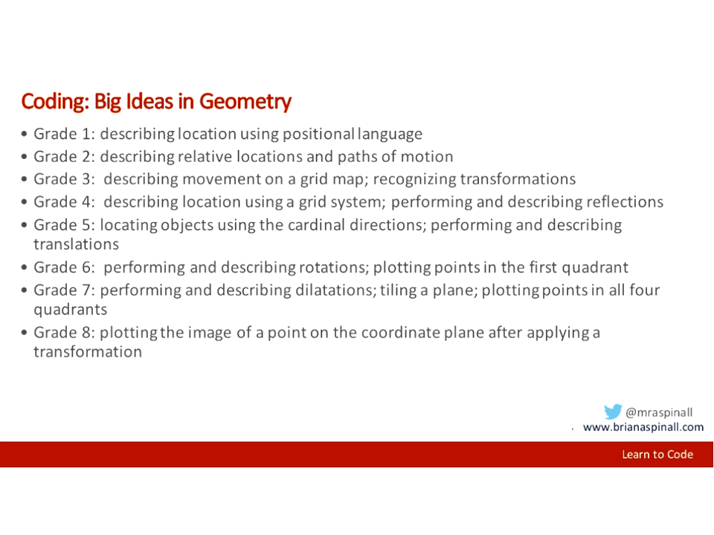But in grade 1, describe location using language. In grade 2, describe relative locations and paths. Grade 3, describe movement on a grid map. Grade 4, describe location using a grid system. Grade 5, locating objects using the cardinal directions, performing and describing translations. Grade 6, performing and describing rotations, plotting points in the first quadrant.